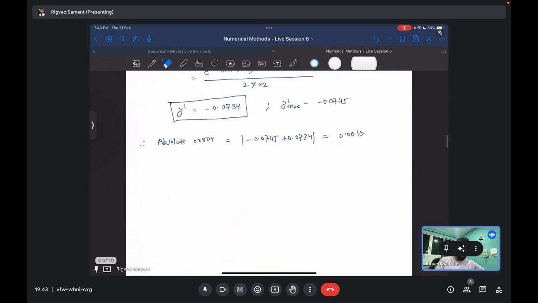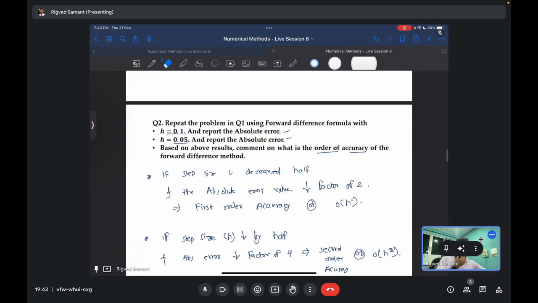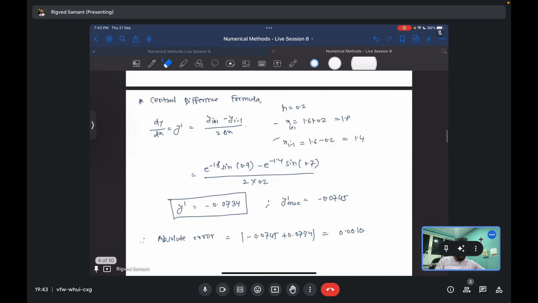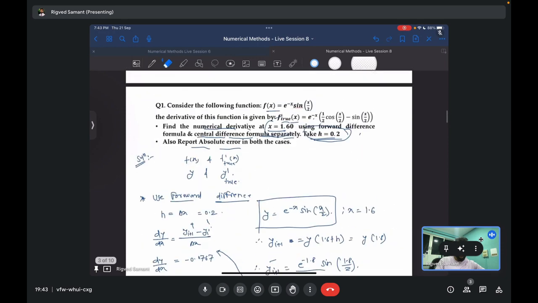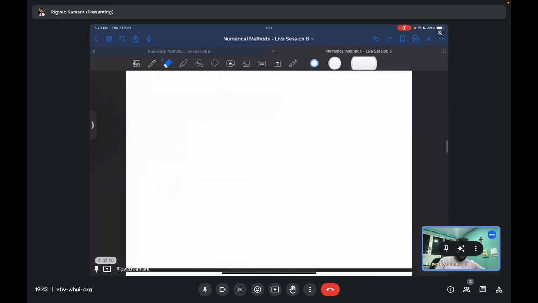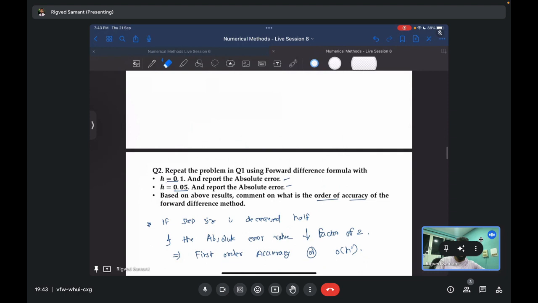Now in the second question, what is it asking you? First it has asked you that h is equal to 0.2. Now in the second question he is asking you to calculate at h is equal to 0.1 and h is equal to 0.05 and report the absolute error. In this question he is asking you to calculate using the forward difference only. After doing that, comment on what the order of accuracy is.